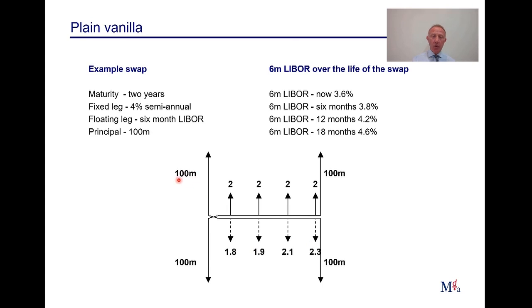Now, these nominal amounts or notional amounts of 100 million are never actually exchanged. So I'll put them on the diagram just so you can see what they are. In reality, the cash flows are netted. So if I need to pay you 2 million and on the same day you need to pay me 1.8 million in the same currency, we'll net those off and I'll just pay you the difference of 0.2.